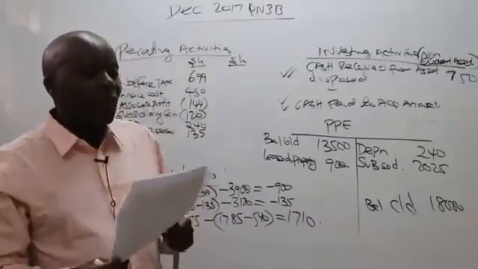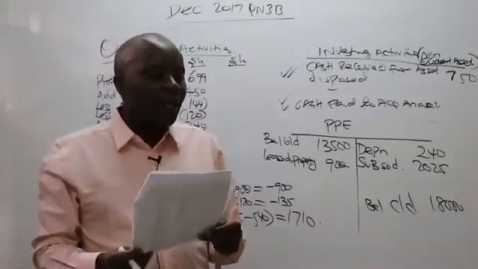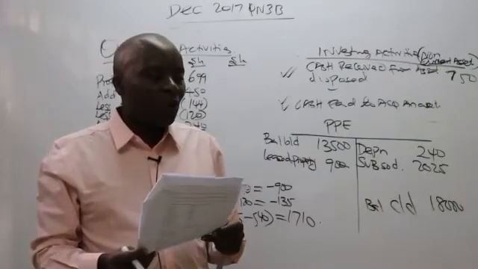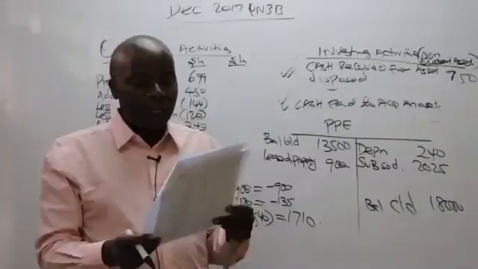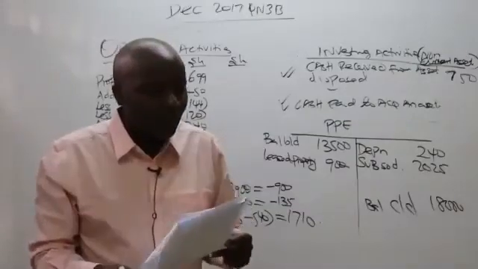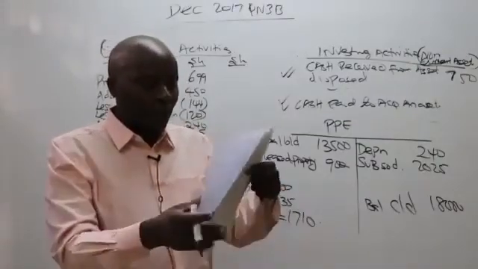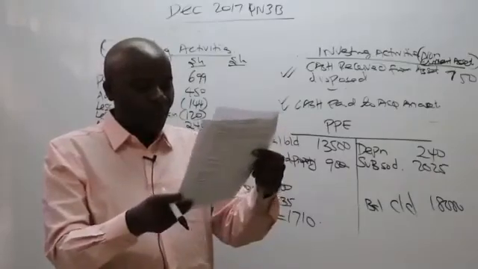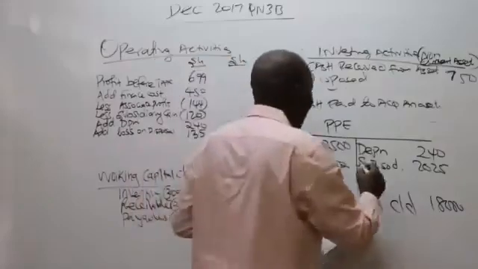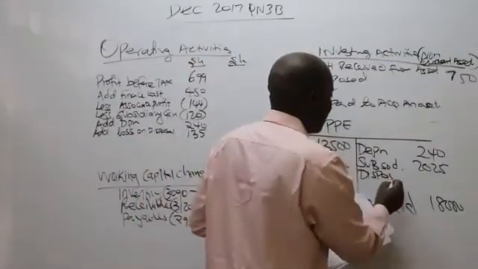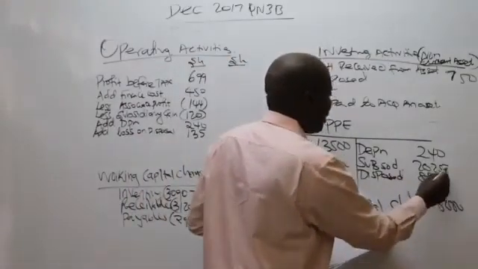Any other item that will affect our PPE? They say there is a disposed asset. Note number 2, we have a disposed item of property with a carrying value of 885. You guys are bright students. So the disposed asset is 885.